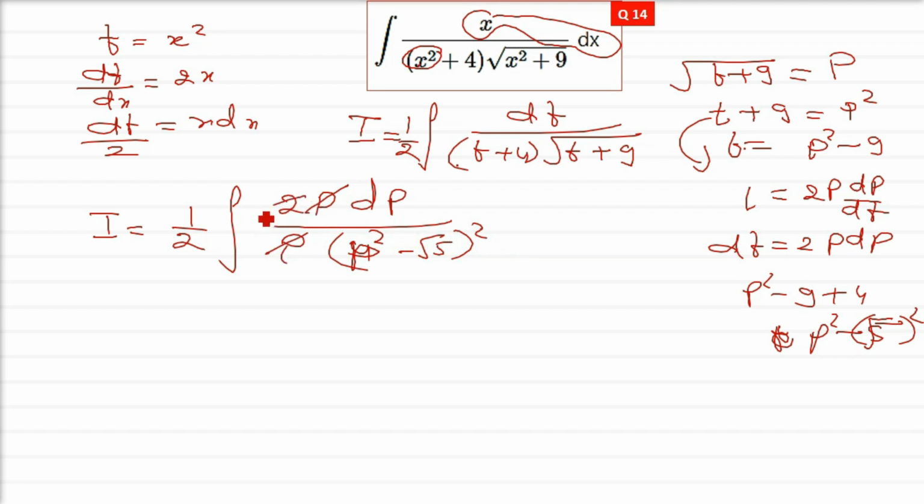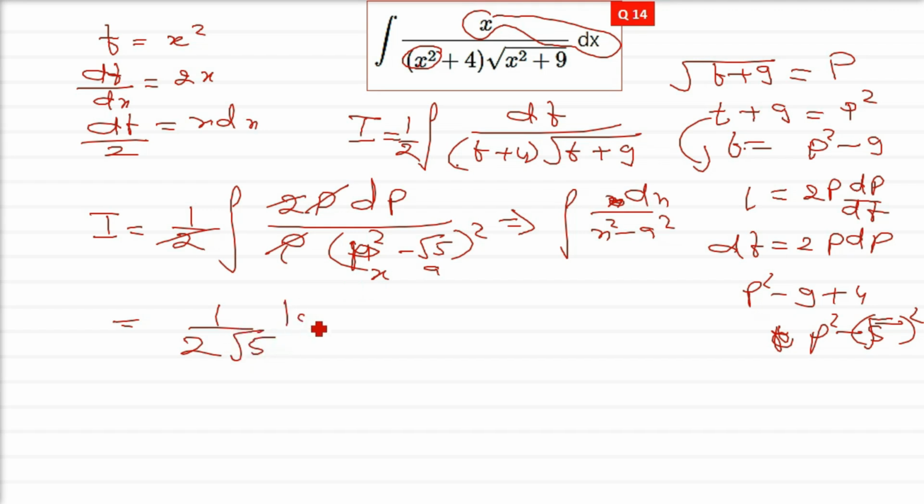p gets cancelled, 2 gets cancelled. You just have to integrate dp by p square minus under root 5 whole square. So you have the dx by x square minus a square formula you can apply. So this will be 1 by 2a. A is what? Root 5 here. In place of x, we'll take p. So 1 by 2 root 5 log modulus of u minus root 5 by u plus root 5.